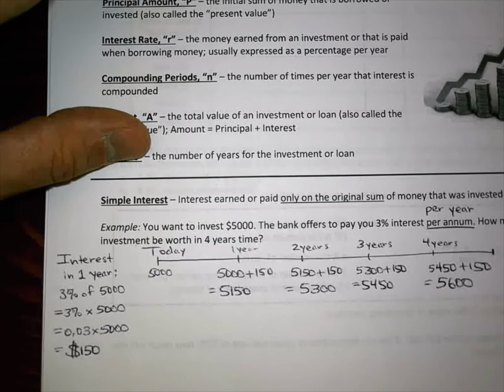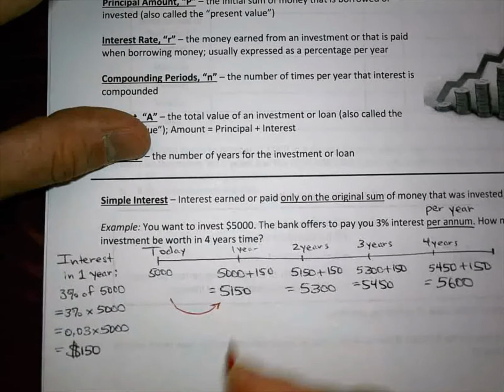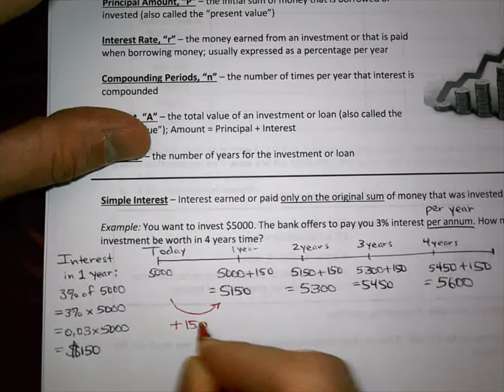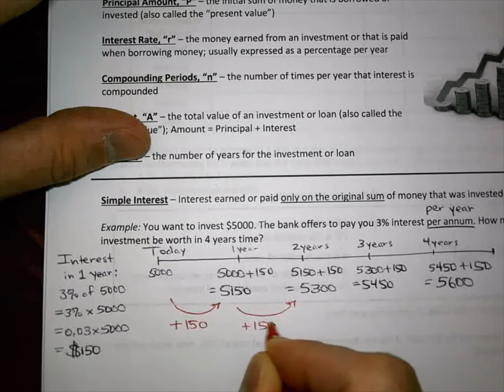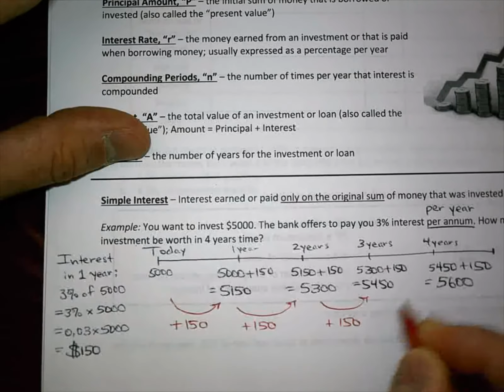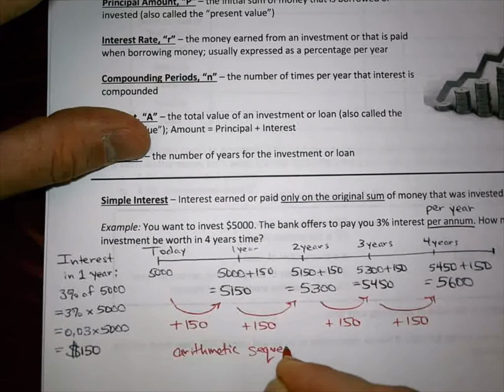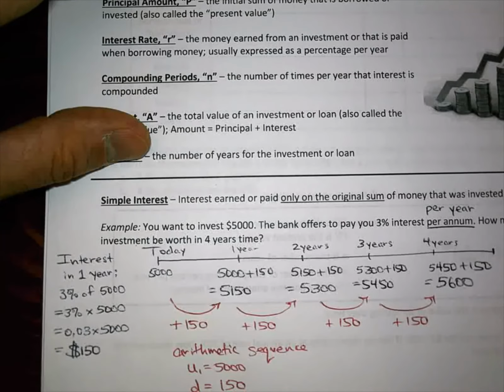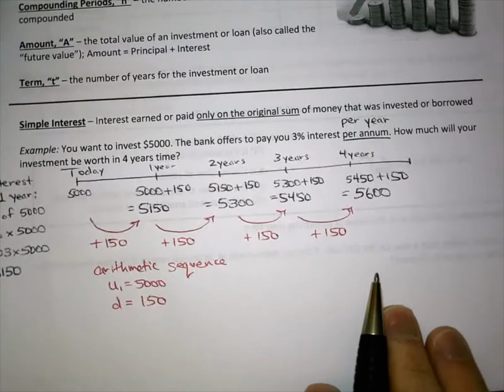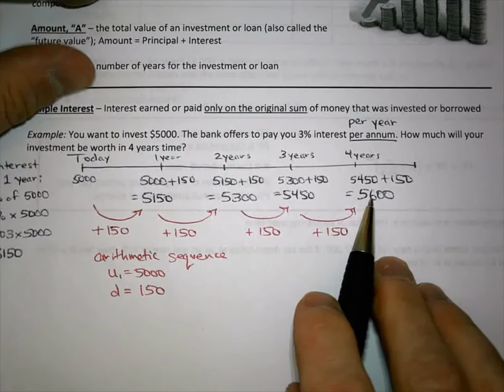Now, you can see how this fits in with sequence and series, right? This amount that I have is increasing by 150 every year. So this is an arithmetic sequence where U1 is equal to 5,000, d is equal to 150. So we see then my investment would be worth 5,600, which is great.